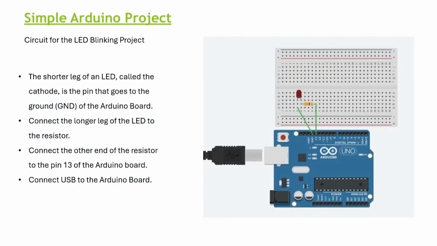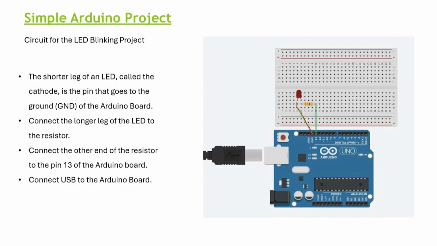Now, in this simple Arduino board, as you can see here, this is an LED blinking project, let us say. The shorter leg of an LED is called the cathode. You have two legs on the LED, as you can see. The shorter leg is the cathode, and that is the pin that goes to the ground of the Arduino board. So, connect it to the ground, that is why it is connected to the ground.